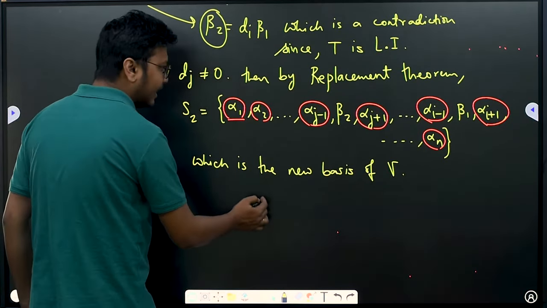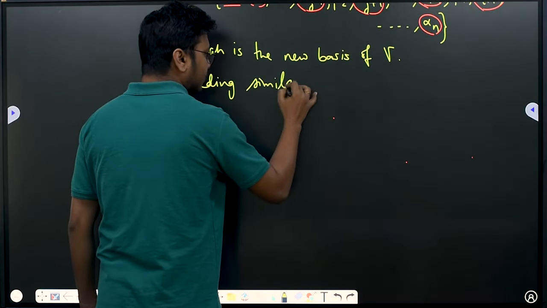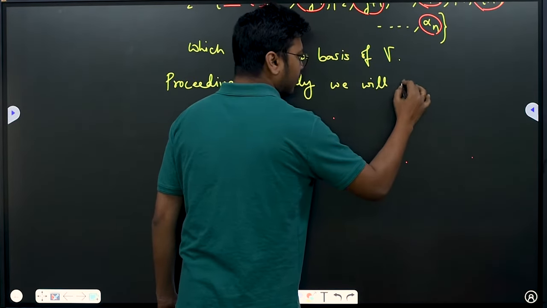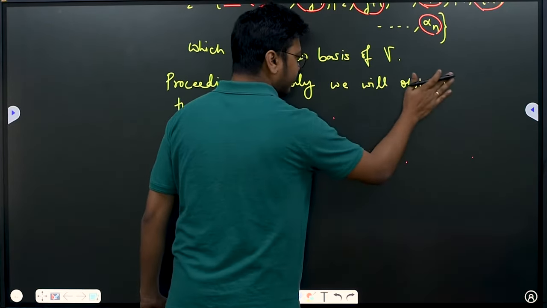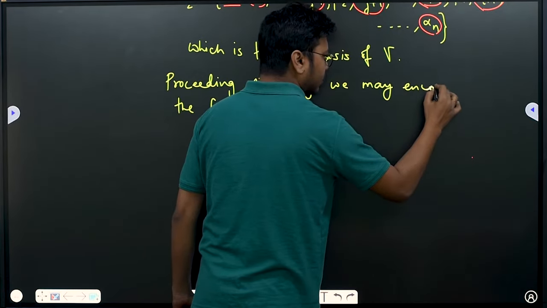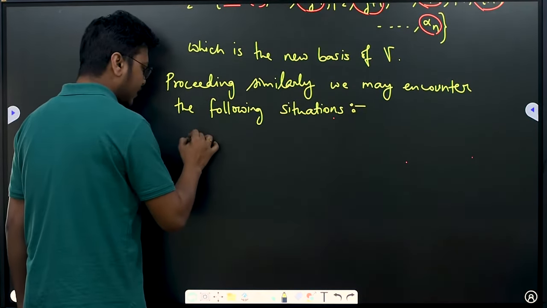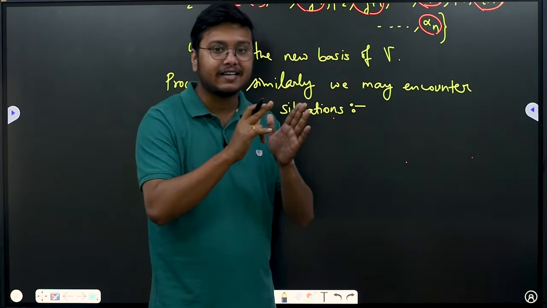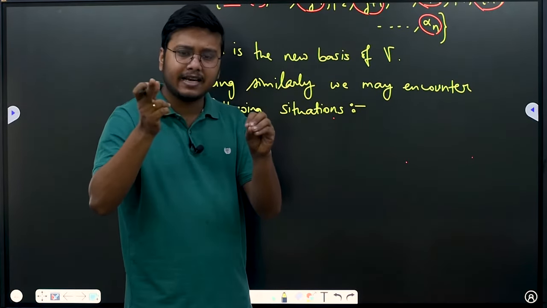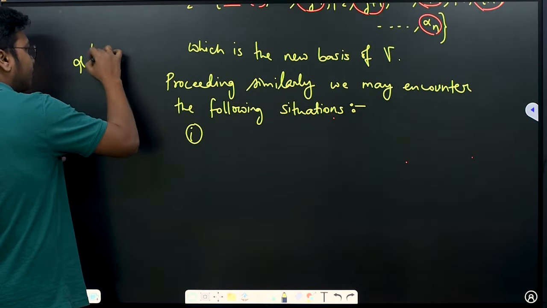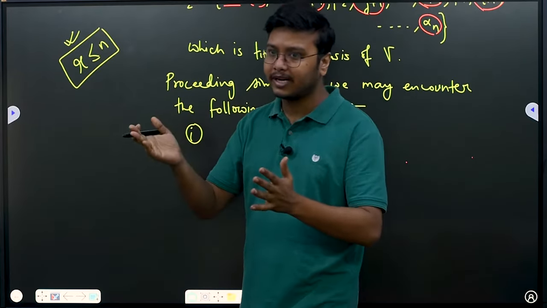Okay. So now I will say that proceeding similarly, we may encounter the following situations. Now since I don't know the index r, I had taken the T set to be beta 1, beta 2 up till beta r, and I did not know the value of r, whether it is less than n, greater than n, equal to n, I don't know. But just keep one thing in mind, my target of proof is r less than or equal to n. This is what I want to show. At most, the number of beta elements can be n or less, but not more than n.